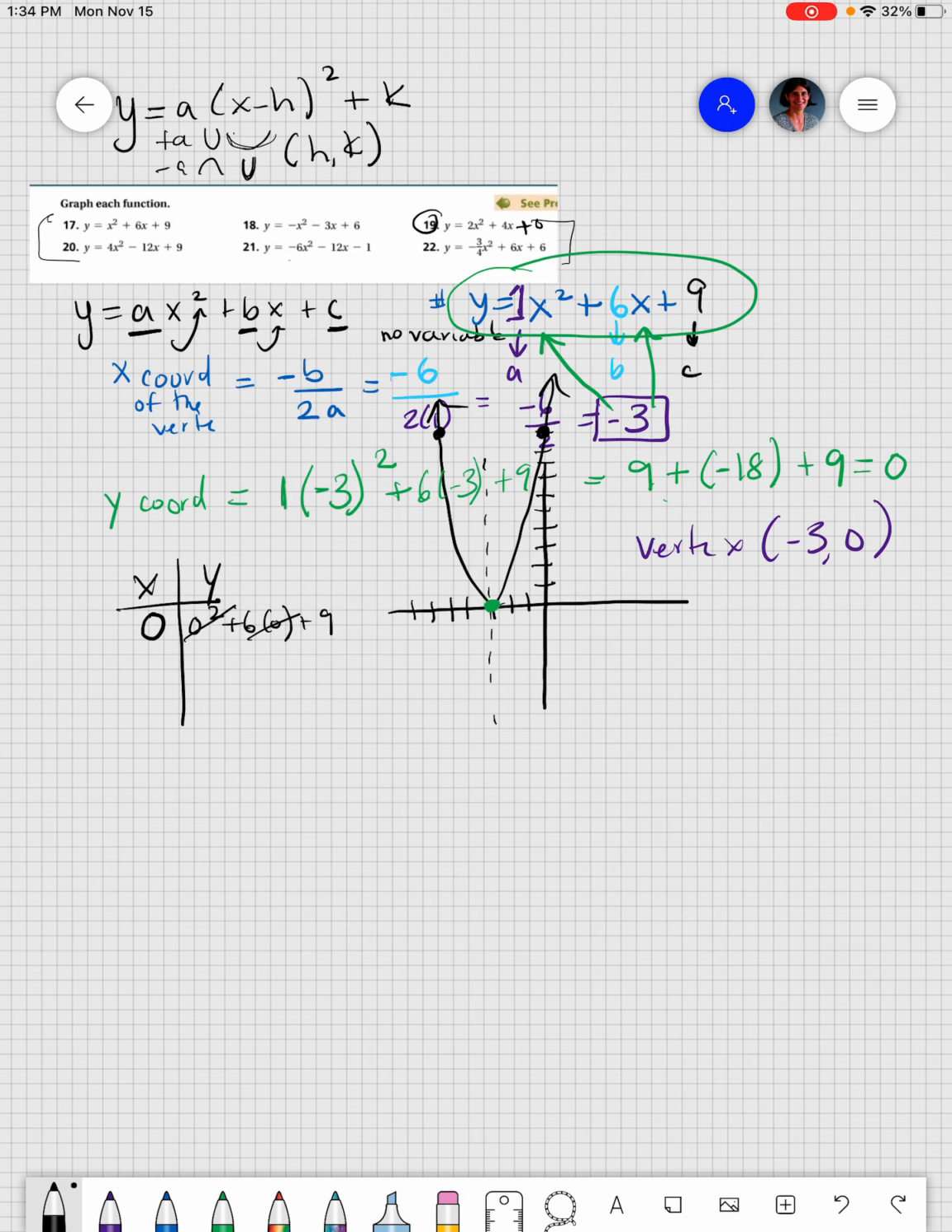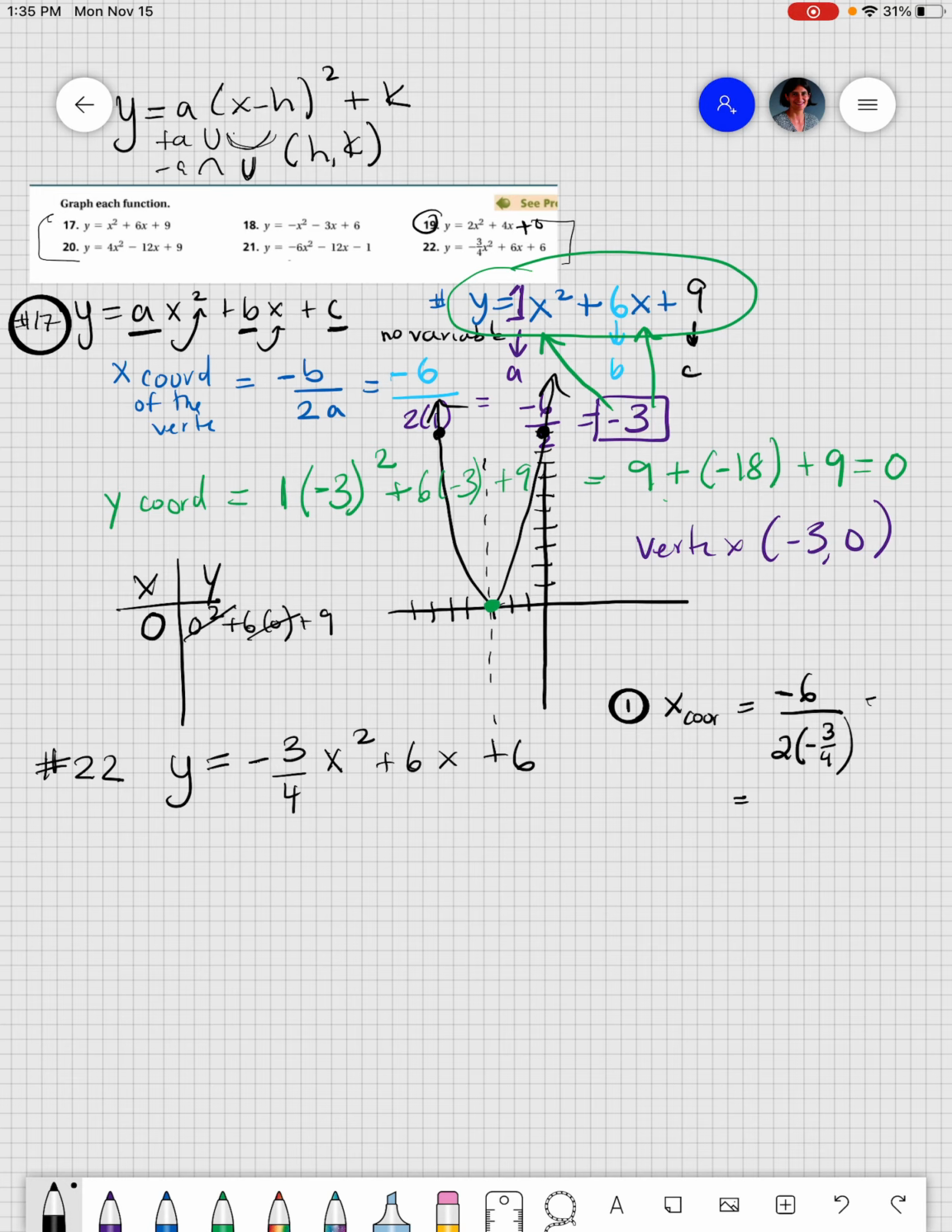So let's try one more, and then you've got to work on them. So this was 17. Let's pick something that's hard. Let's do number 22, because that's got a fraction in it. So y equals negative 3/4 x squared plus 6x plus 6. All right, what did we do first? We had to find the x-coordinate, so the x-coordinate equals negative b over 2a, so negative 6 divided by 2 times a.